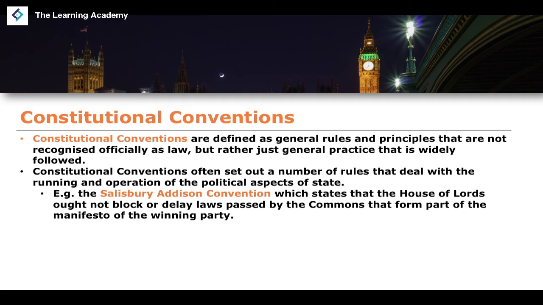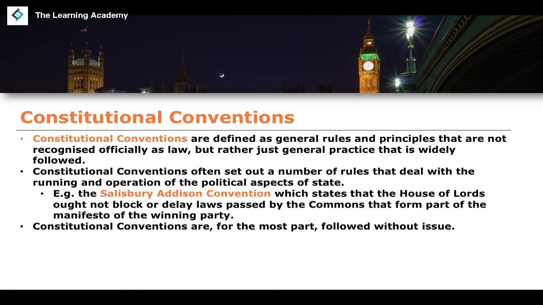Imagine if that was something that would happen. If they pass this bill in the House of Commons, and this is a bill that was passed as a result of it forming part of their manifesto, the Salisbury-Addison Convention states that the House of Lords should not block or delay that piece of legislation because it forms part of the manifesto of the winning party. The general justification is that the House of Lords is an unelected body, and if the House of Commons, which is an elected body, is passing a law based on a manifesto pledge, a pledge that people have actually directly voted for, then the House of Lords should have no right to block that piece of legislation.